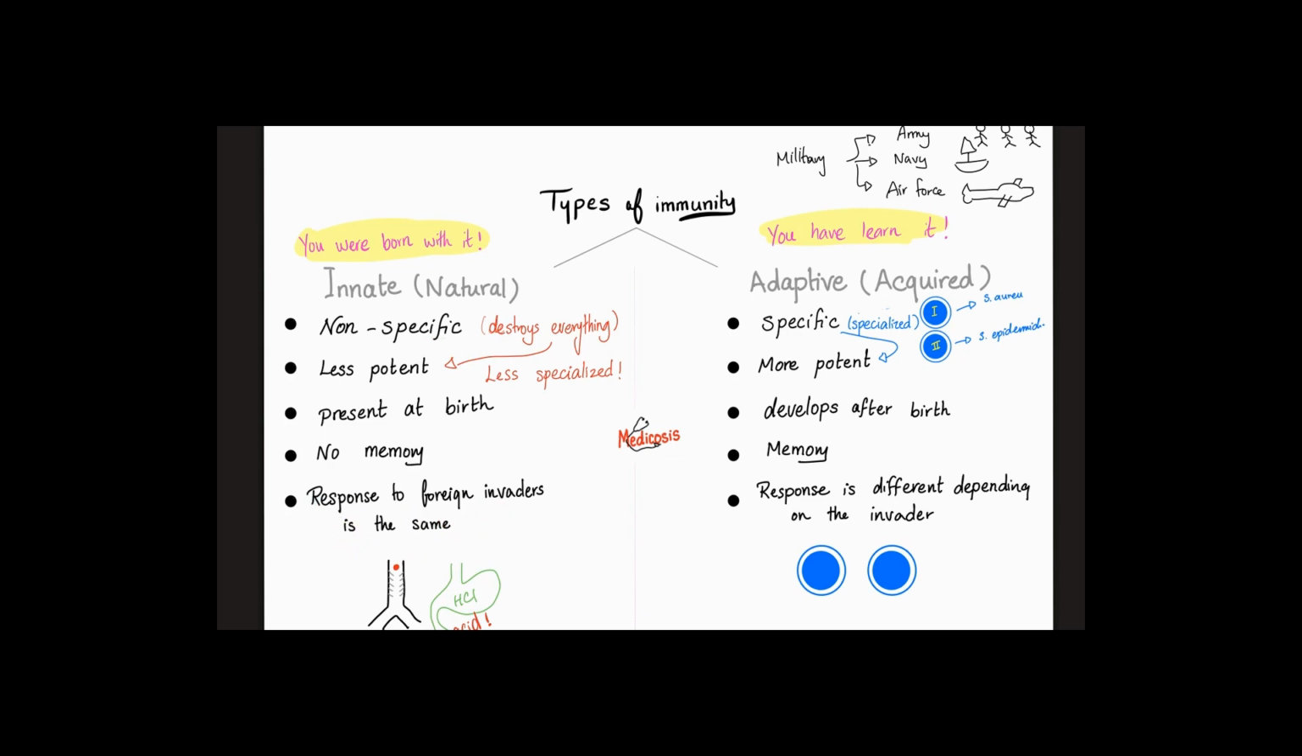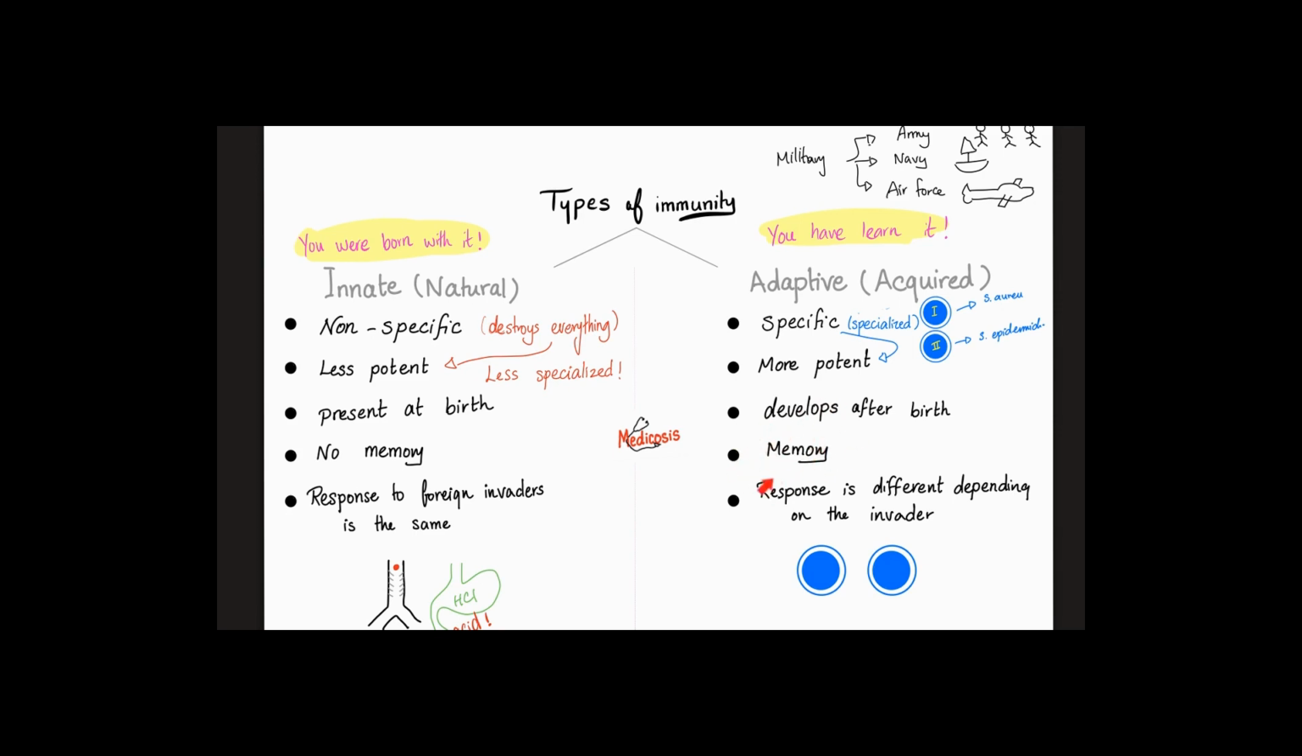But adaptive, we do care. We are more potent. We develop after birth. We have memory. I remember the Staph aureus. It came 2 years ago. I remember because I was the one who fought it. Next time when you come against Staph aureus, I'll be stronger and faster because I've seen you before.